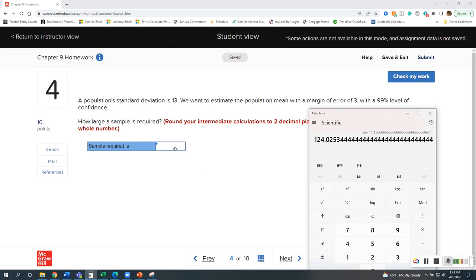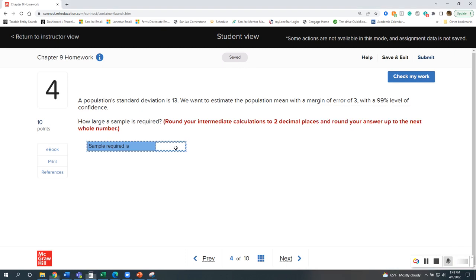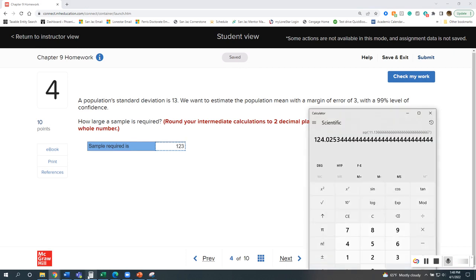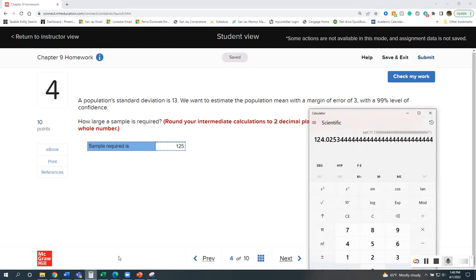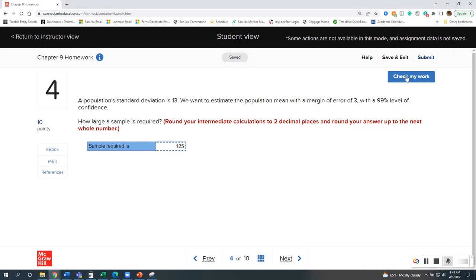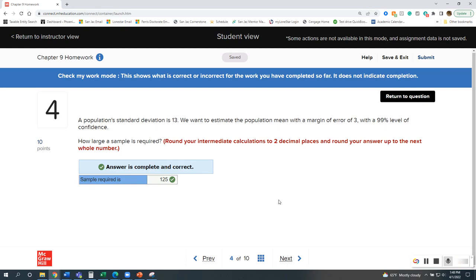So it looks like we're at 124.02, and since it's a sample required, again, remember, we have to round up. This is going to be 123. Oh, not 123. I rounded the wrong way. 125. Sorry. I am not doing so well. All right, check. And there we go.